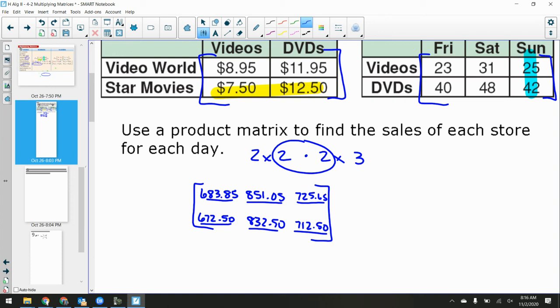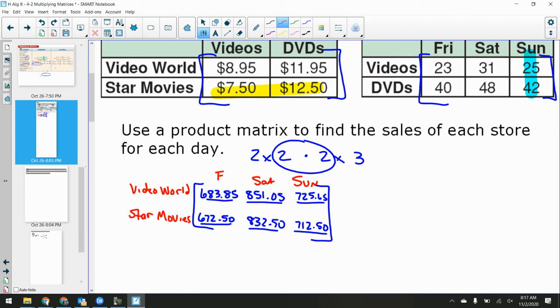Well, let's reapply the context. What did we keep? We kept the rows out of matrix 1. So let's keep the row label out of matrix 1. So this is Video World and Star Movies. And then we kept the columns out of matrix B. Well, what were the columns? Friday, Saturday, Sunday. This tells us the exact amount of earnings for any day of the weekend for those two stores.